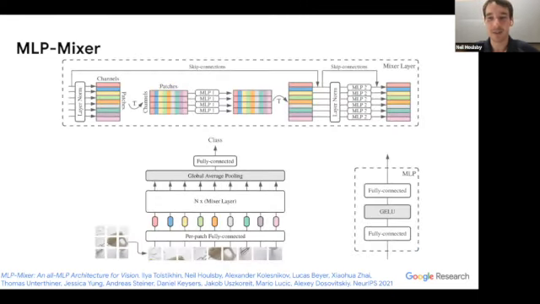And so one could, of course, build an architecture like this, where you have a number of layers, and each layer applies one MLP to the tokens and one MLP to the channels, back and forth, and this is what we'll call MLP-Mixer. And so clearly this is a very, very naive architecture.